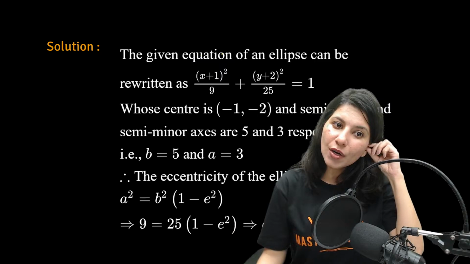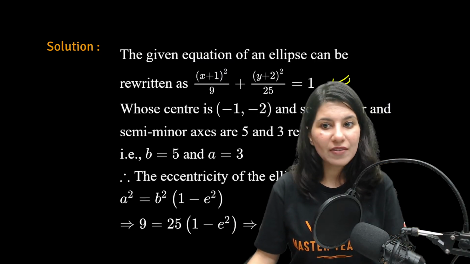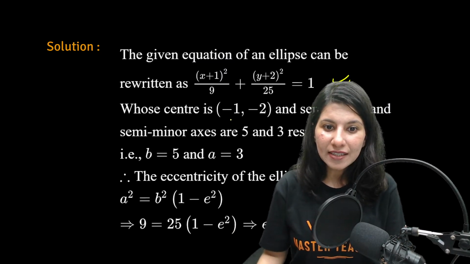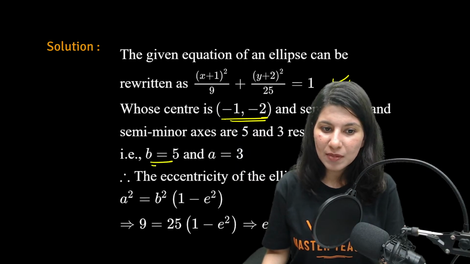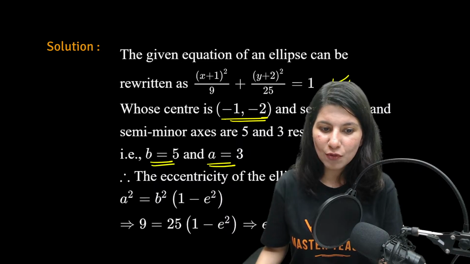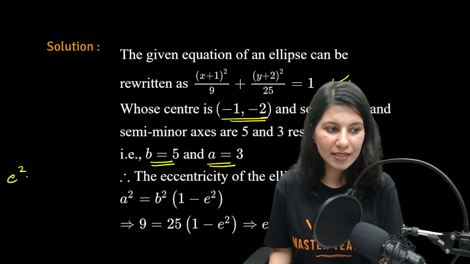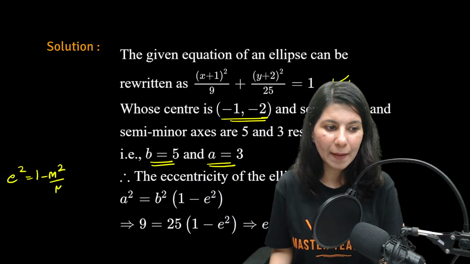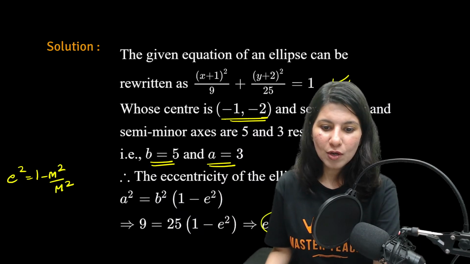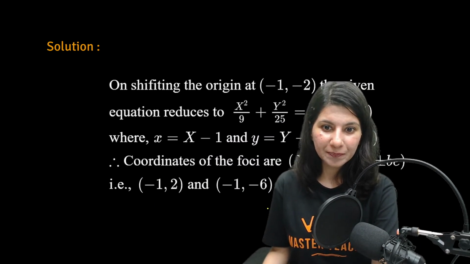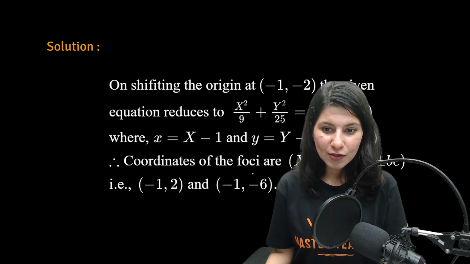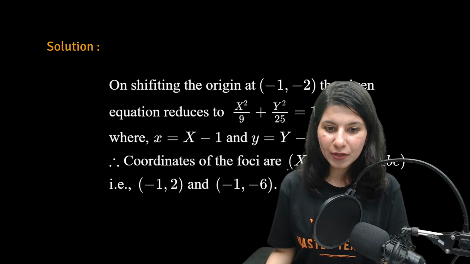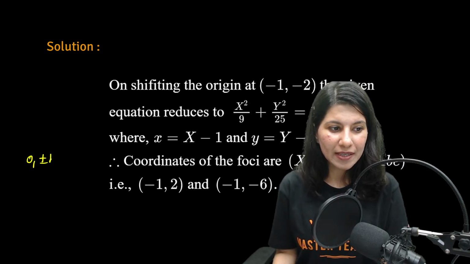So this is your ellipse. This we have decoded already. Center is (minus 1, minus 2). Semi-major and semi-minor axes are 5 and 3. Eccentricity 4 by 5, by using this formula e square is equal to 1 minus a square by b square, 4 by 5. Alright. Okay. Perfect. Now, coordinates of focus I already told you will be (0, plus minus be).